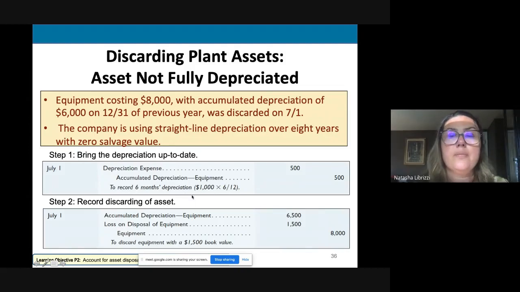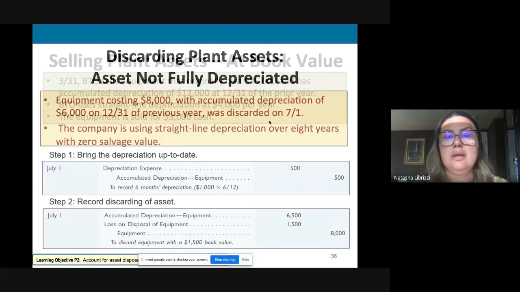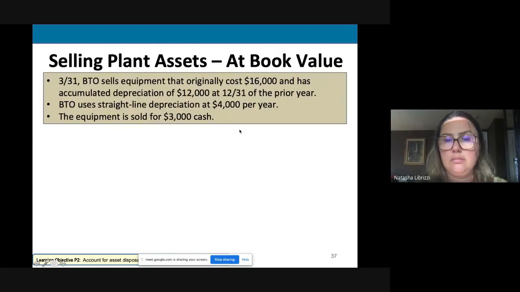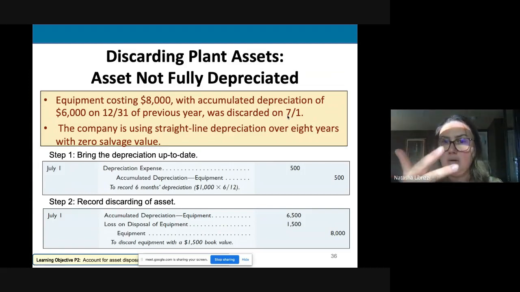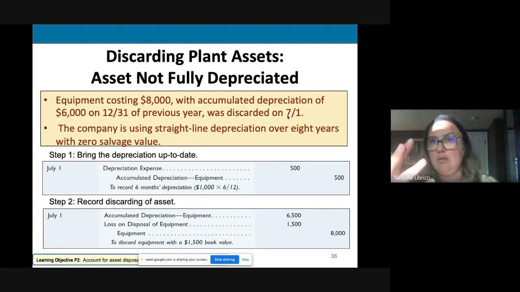And so they told us the 8 years, no salvage value. So 8,000 divided by 8 means 1,000 a year depreciation. I'm disposing this on 7/1. So again, we're not going to use 12 minus 7. We're going to use January, February, March, June, July. No, I missed the months there.